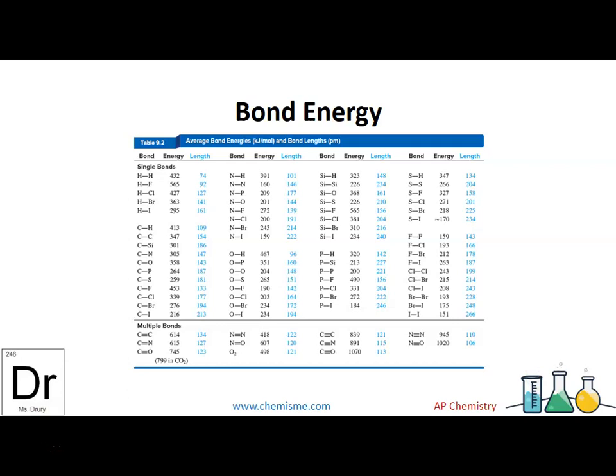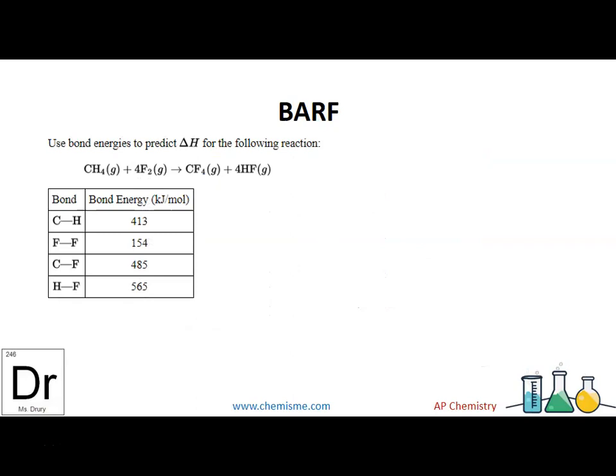Right? So we want to make sure that we're picking the right bonds from a big table like this. Most likely they're going to give you a condensed table. They'll give you some of the ones you need and a few extras just to see if you're paying attention. So here's how we would use the BARF rule.